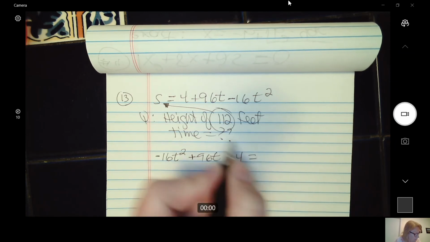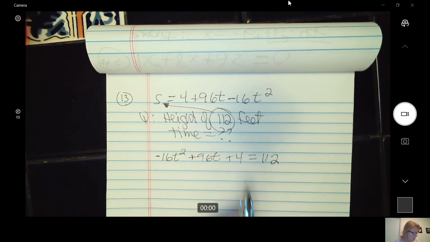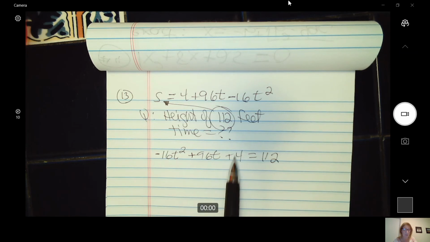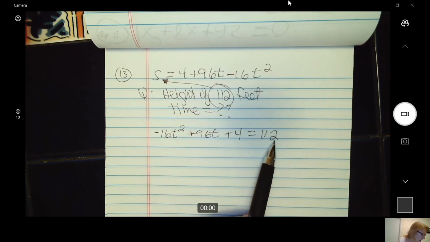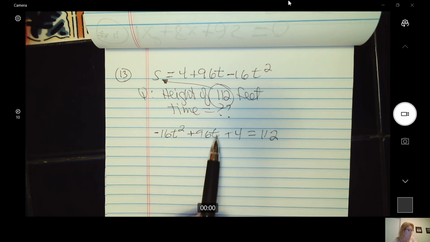But I'm going to set it equal to what they told me they wanted. Remember, this is calculating all kinds of different heights depending on what you plug in for t, but they're asking us when it's going to be 112? So we're going to put the output in there, equals 112. And now we need to work it backwards and figure out what t is.